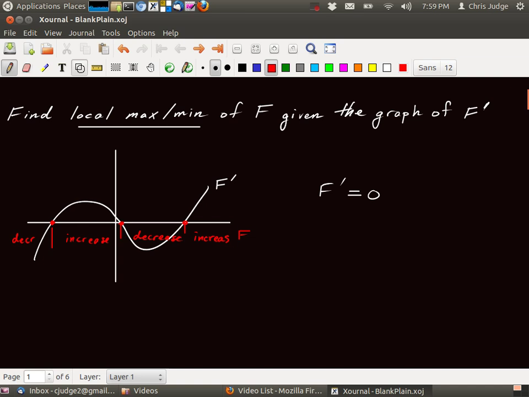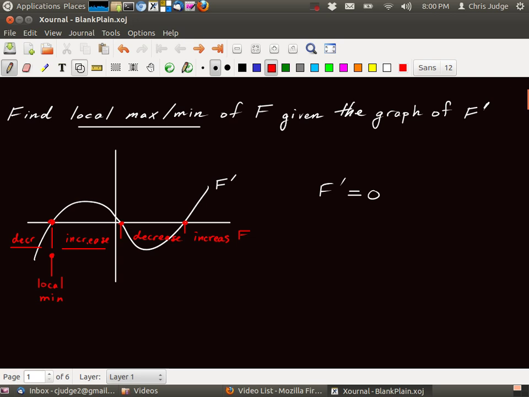Since f prime is negative here, f is decreasing. Since f prime is positive in this interval, f is increasing. So what does that mean for the maxes and mins? Well, if f is decreasing here and it's increasing here, it means it must have bottomed out at this particular point. So this is a local min. This point corresponds to a local min.